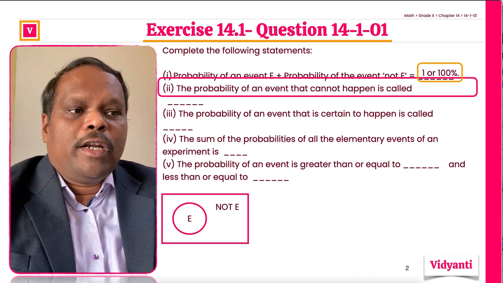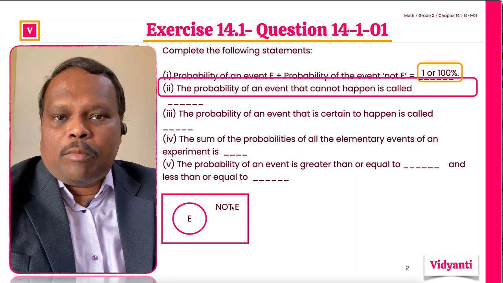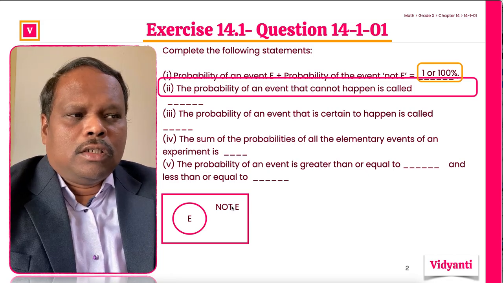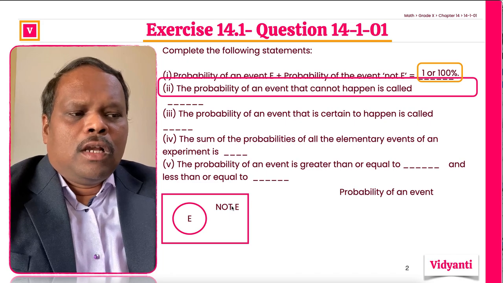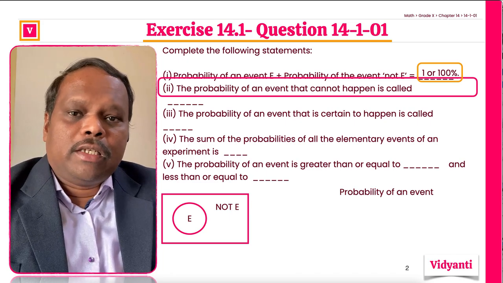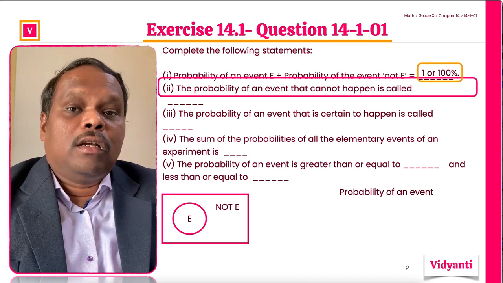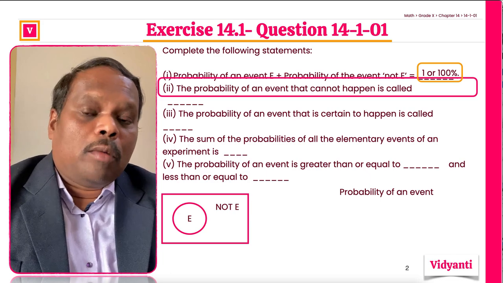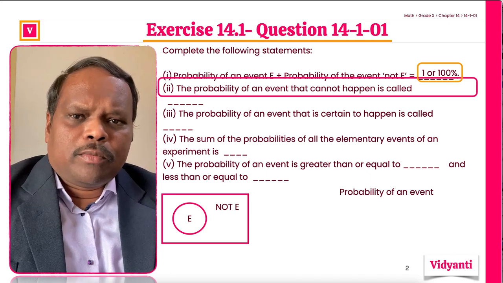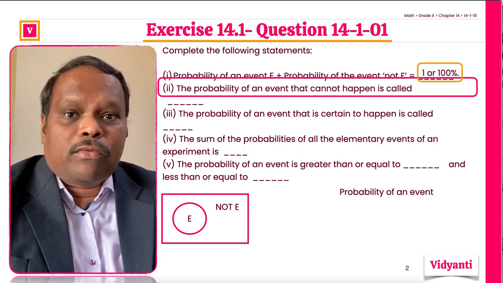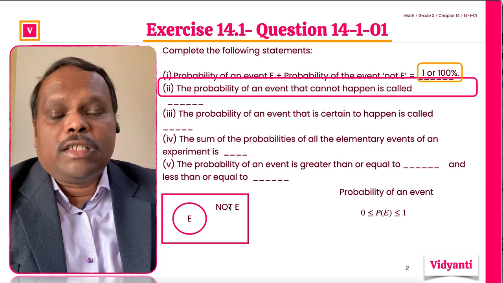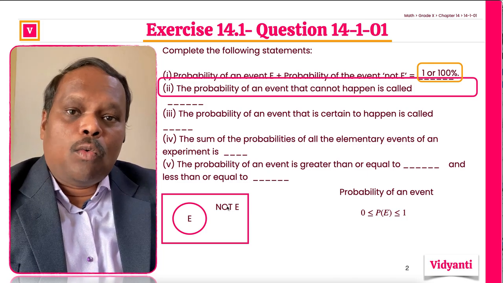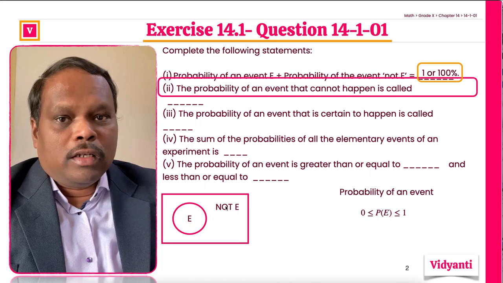Second question, the probability of an event that cannot happen is called, let's say this one. Probability of an event, basically it's a fraction. We are comparing favorable outcomes with all possible outcomes. And because of that, this will always be a fraction. And the probability of an event will always lie between 0 and 1. Both extreme values are included.